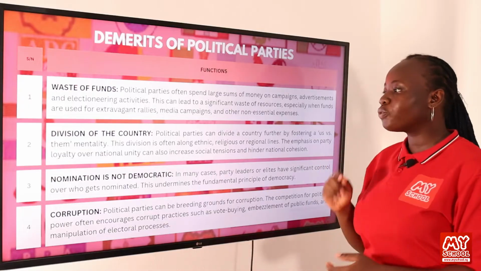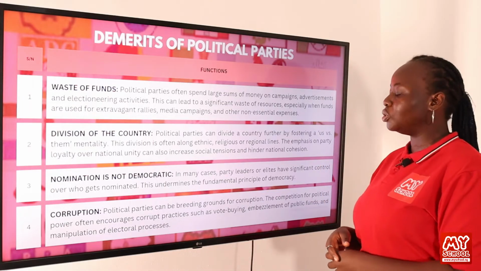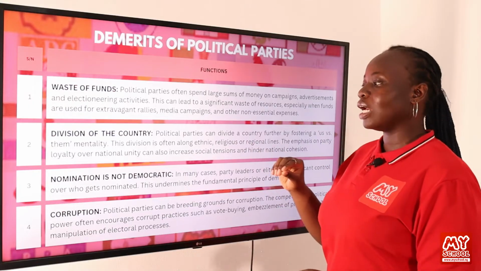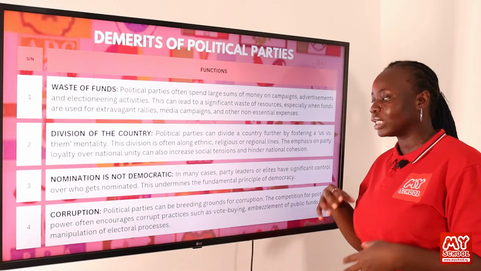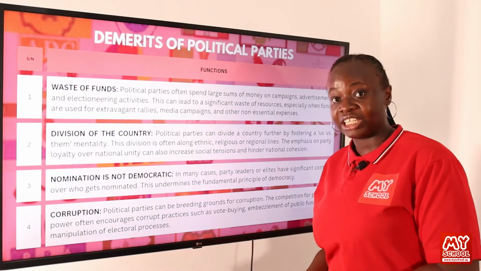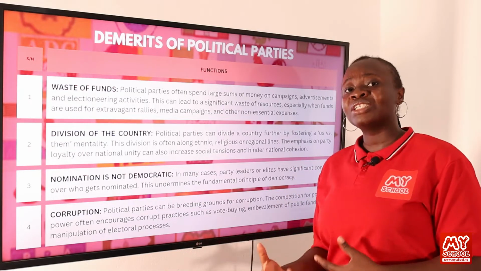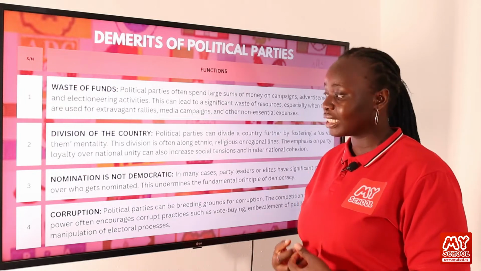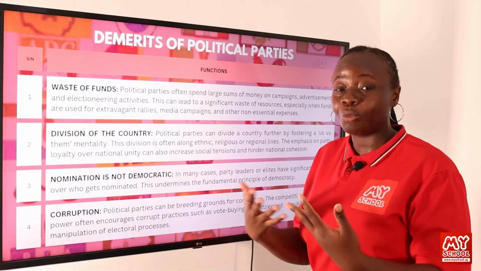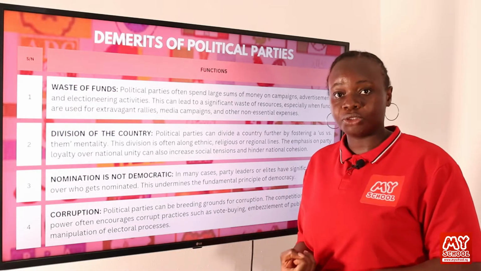So this division is often along ethnic, religious, or regional lines, and the emphasis on party loyalty over national loyalty can also increase social tensions and hinder national cohesion. Some of the political parties we have here in Nigeria, in order to gain access to public office, can try to increase ethnic tension, religious tensions among the people. And so this is one of the demerits of political party.